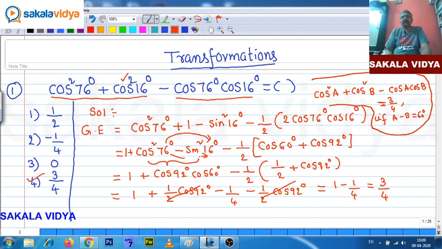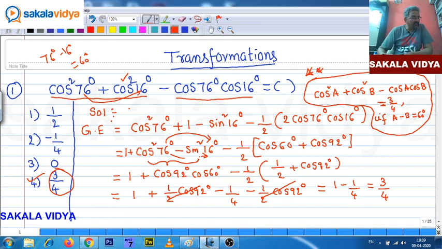Please note down, this is important. Cos square A plus cos square B minus cos A cos B is equal to 3/4 if A minus B is equal to 60. Let us check here in this problem now. 76 minus 16 degrees, we have 60. That's why the option is 3/4. Directly we can write the answer.